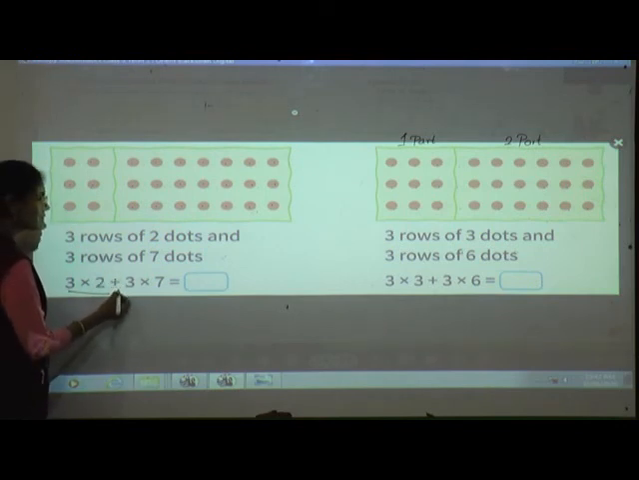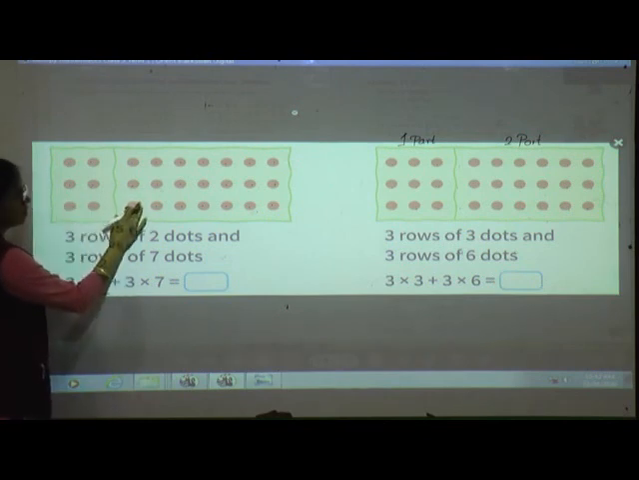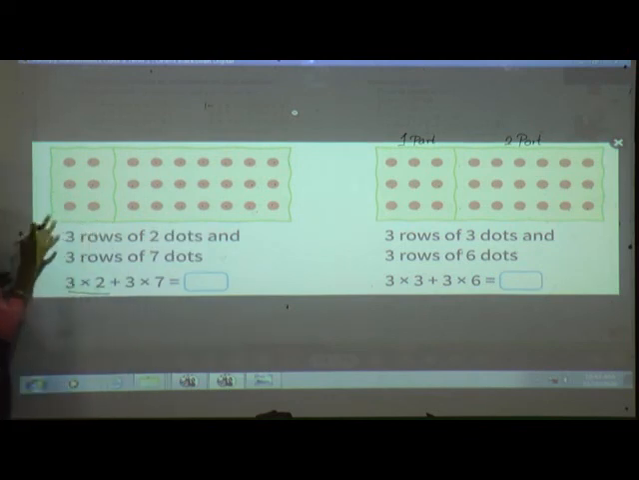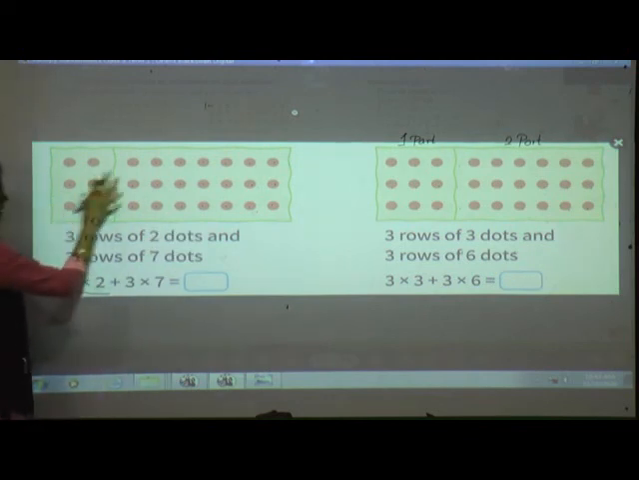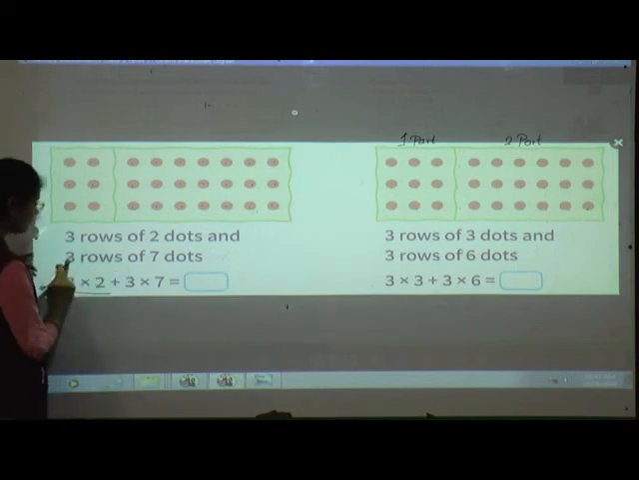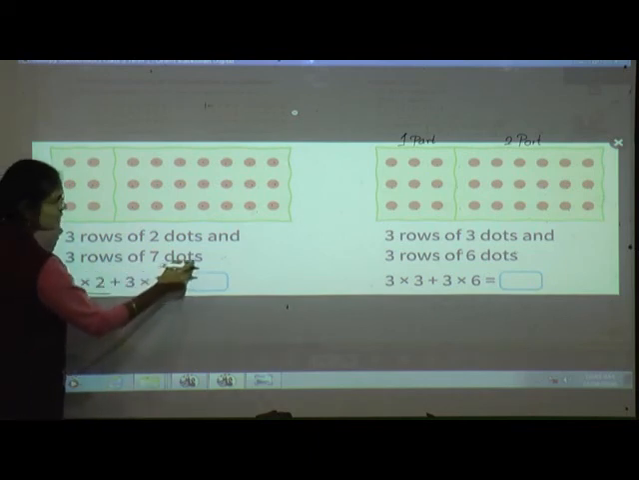Why should we give the plus sign? Because when we add these 2 parts, then we will get this full part, the total number of dots present in this full box. So we have to give the plus sign. We have to do the addition. Now see, in the second part there are 3 rows of 7 dots.